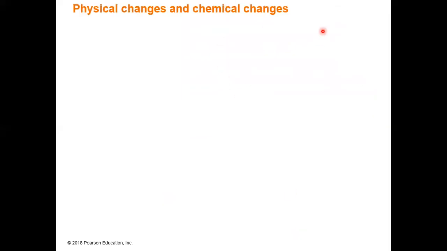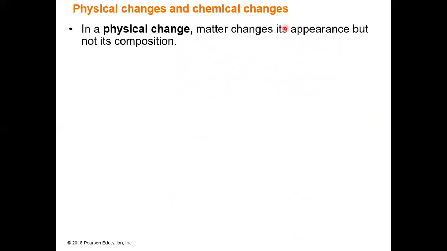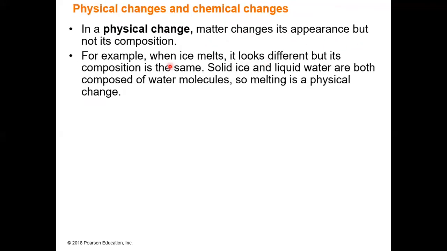Physical changes and chemical changes. In a physical change, matter changes its appearance but not its composition. For example, when ice melts, it looks different, but its composition is the same. Solid ice and liquid water are both composed of water molecules. Melting is a physical change.